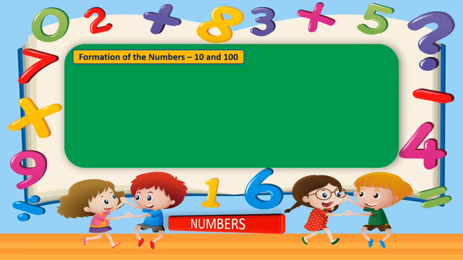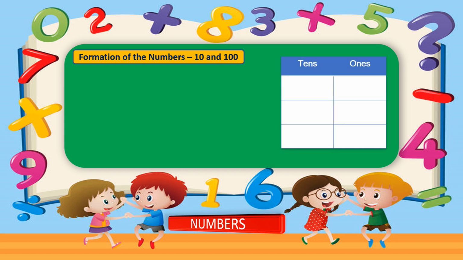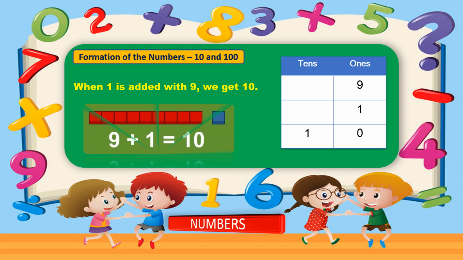Formation of the numbers. Dear children, do you know how to form the numbers? In this table, we see 9 in the ones place. When 1 is added with 9, we get 10. So 9 plus 1 equal to 10.